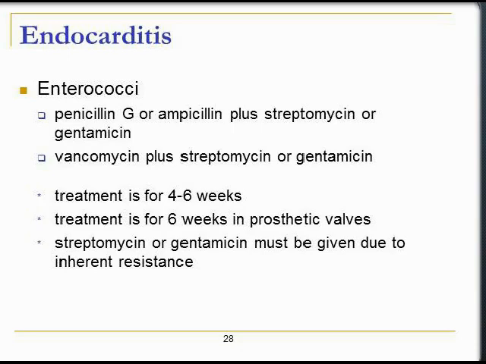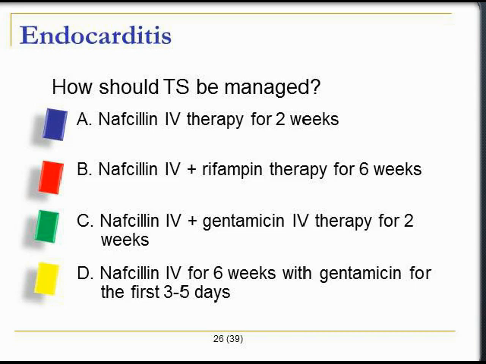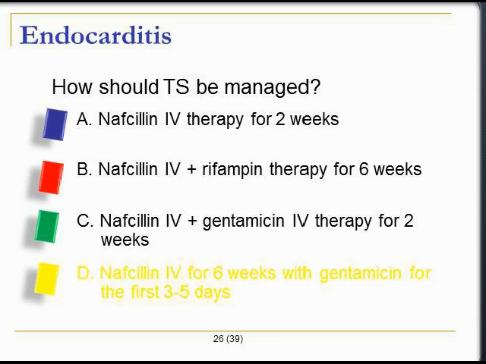And for this, you need to use either Pen-G or ampicillin plus an aminoglycoside or vancomycin plus an aminoglycoside. Treatment is 4 to 6 weeks, and in this setting, the aminoglycoside is absolutely necessary. You cannot treat with one drug alone. With any systemic enterococcal infection, you need to use 2 agents. And so the aminoglycoside, again, must be there due to inherent resistance in the enterococcus. So the correct answer for TS would be then D, nafcillin for 6 weeks, and then you can add the aminoglycoside for the first 3 to 5 days because this is an MSSA endocarditis.